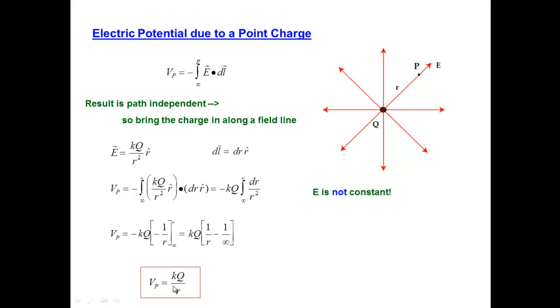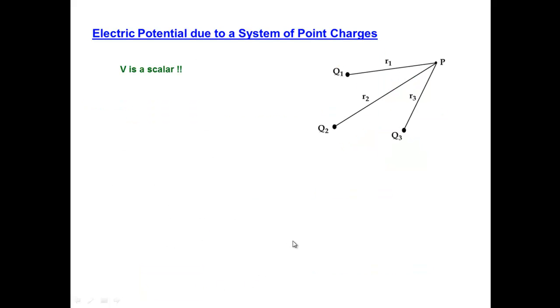Now, electric potential, remember, does not have a direction. It's a scalar, not a vector. It can have a plus or minus sign, and it will, depending on whether this point charge is positive or negative. So V can be positive or negative, but it does not have a direction associated with it, which makes the very next thing much easier.